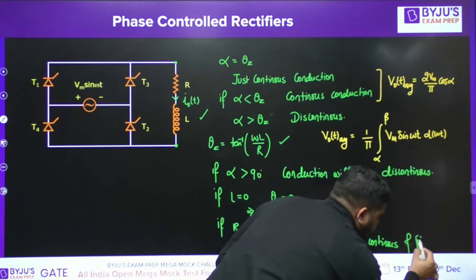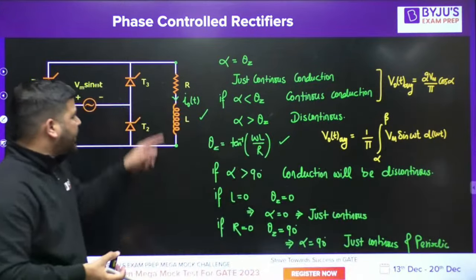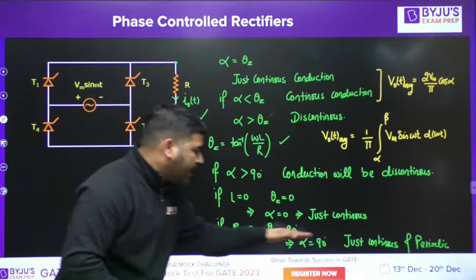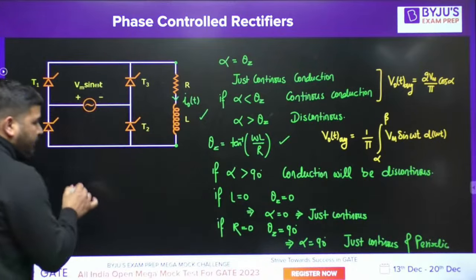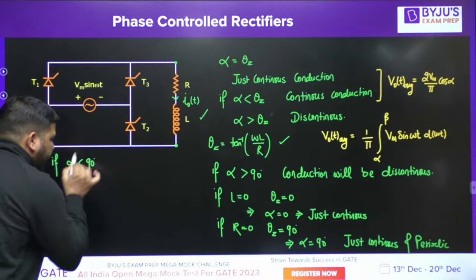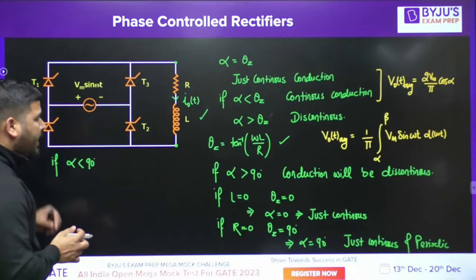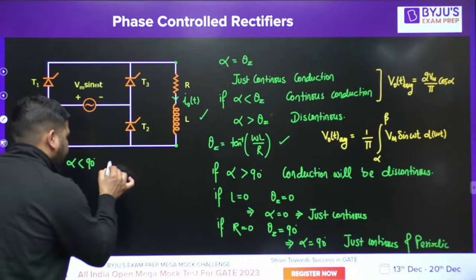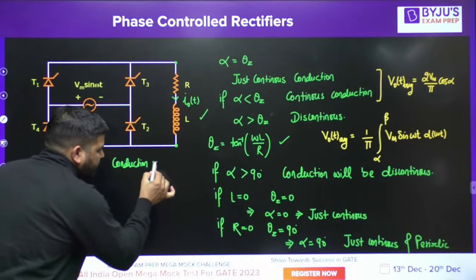And periodic. Current will be just continuous and periodic, I not T. If alpha is less than 90 degree, in this case, you can say that conduction is continuous.